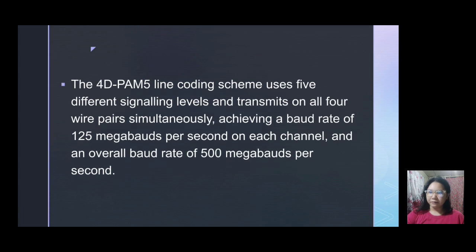The 4D-PAM5 line coding scheme uses 5 different signaling levels and transmits on all 4 wire pairs simultaneously. This achieves a baud rate of 125 megabauds per second on each channel and an overall baud rate of 500 megabauds per second.